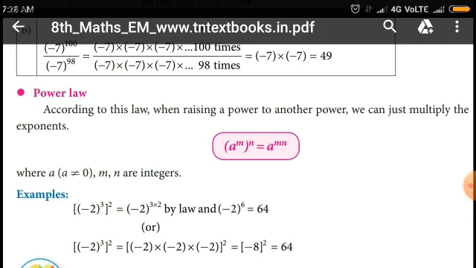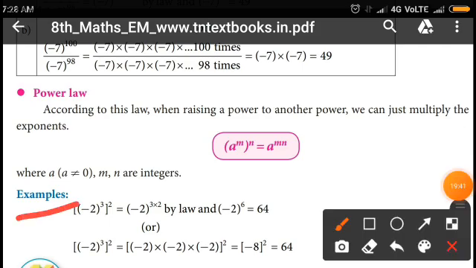Example, this: ((-2) power 3) whole power 2, that is equal to (-2) power 3 into 2. This is the power law. 3 twos are 6. The power is an even number, so this is positive. 2 power 6, 2 into 2 into 2 into 2 into 2 into 2, that is equal to 64. Okay, right.